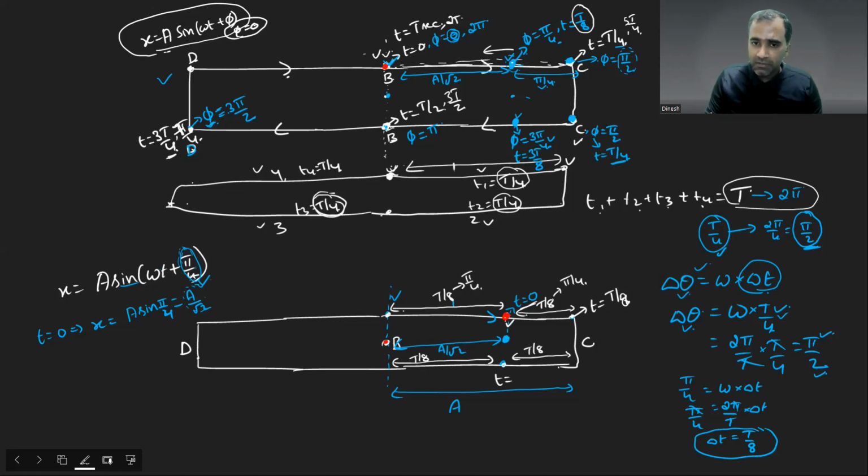So how much is this value? From time 0, how much is the time taken to get to this point? Till here it is T by 8 seconds. From here to here, another T by 8 seconds. T by 4. Moving, right? Is my cursor moving?